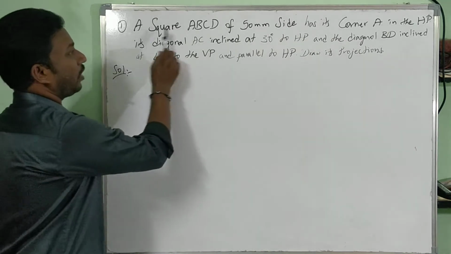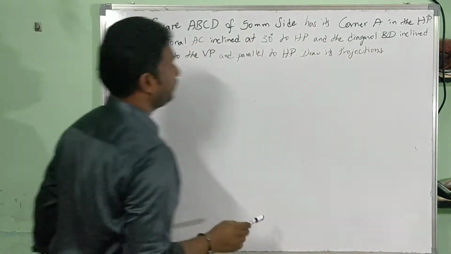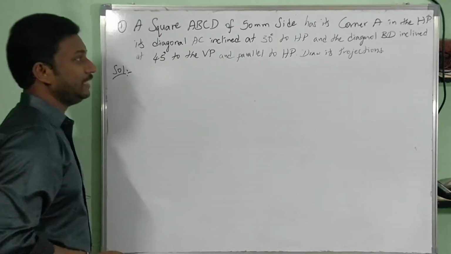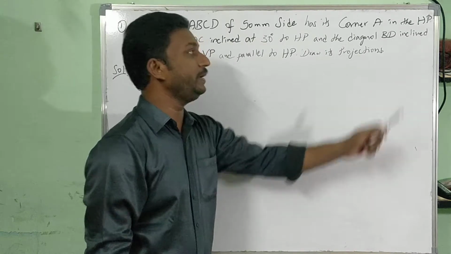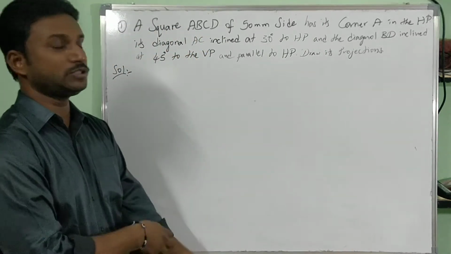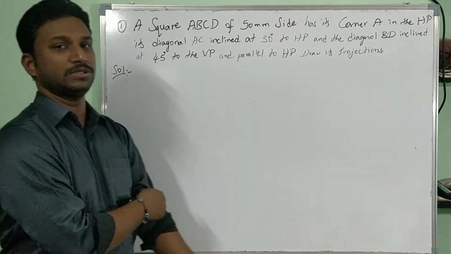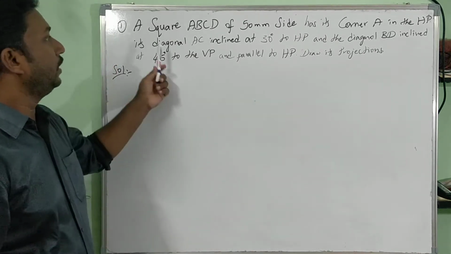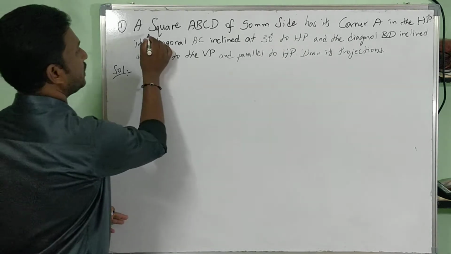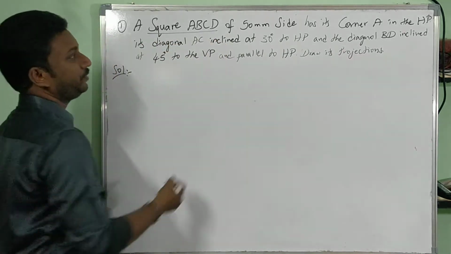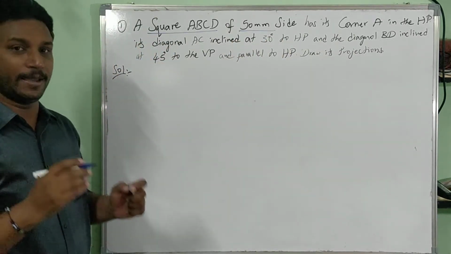See the question. A square ABCD of 50 mm side has its corner A in the HP, its diagonal AC inclined at 30 degrees to HP, and the diagonal BD inclined at 45 degrees to the VP and parallel to HP. Draw its projections. Coming to step by step, the shape given is square ABCD, dimension 50 mm side.